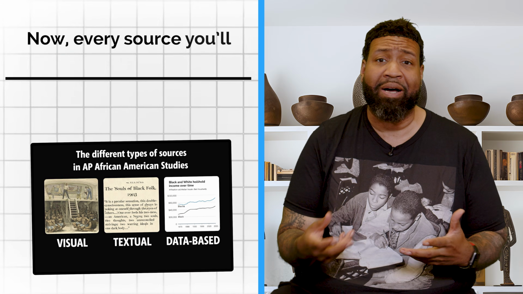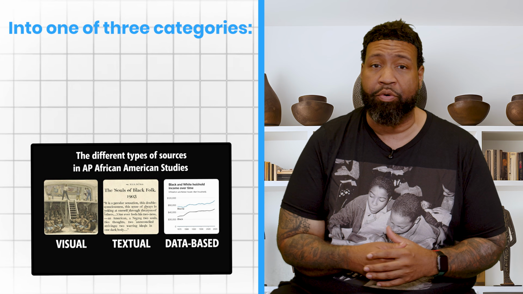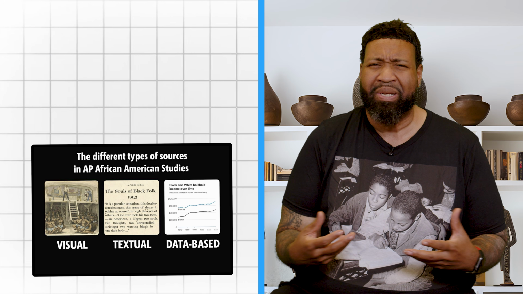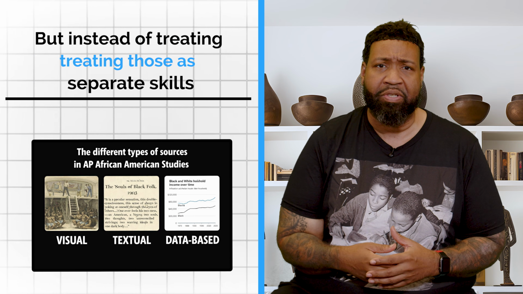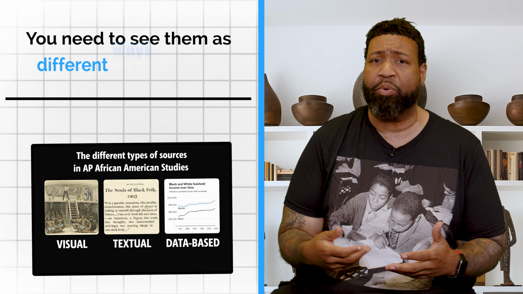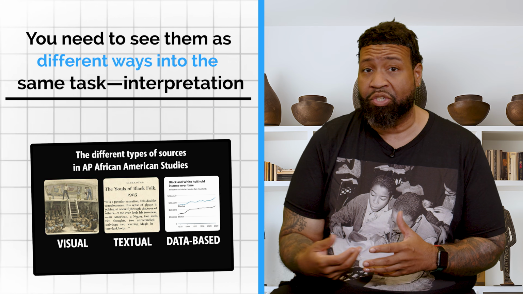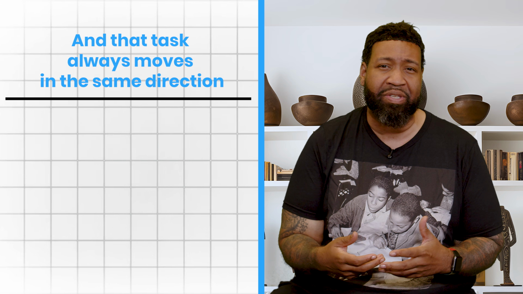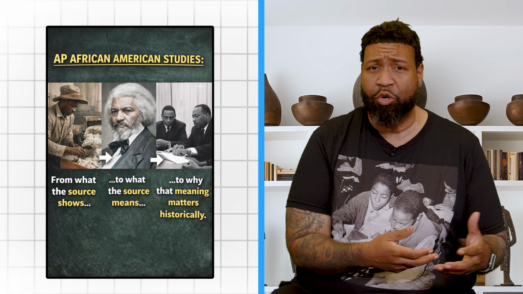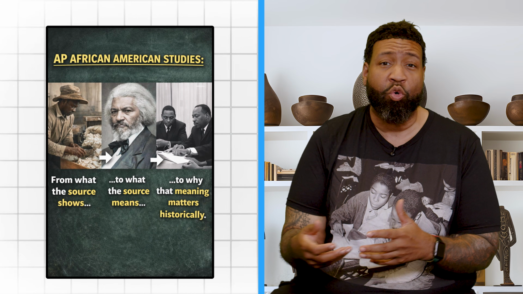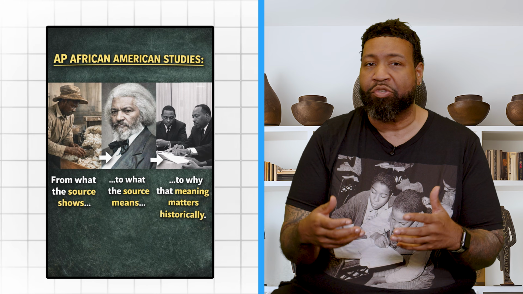Now, every source you'll encounter will generally fall into one of three categories: visual, textual, or data-based. But instead of treating those as separate skills, it's more useful to see them as different entry points into the same task, interpretation. And that task always moves in the same direction, from what the source shows, to what the source means, to why that meaning matters in a larger historical context.